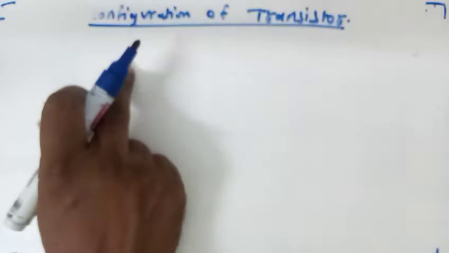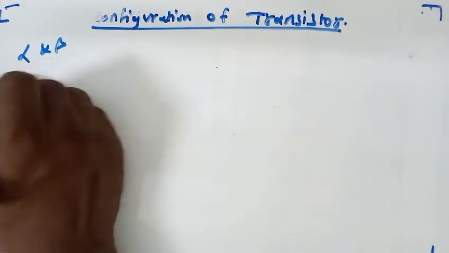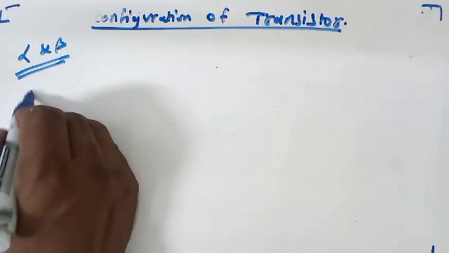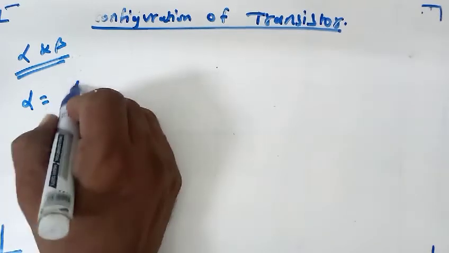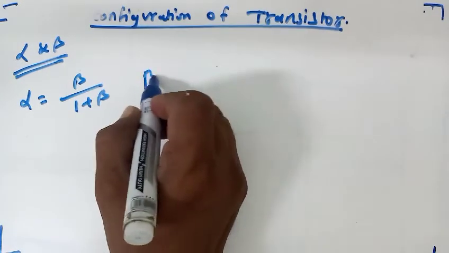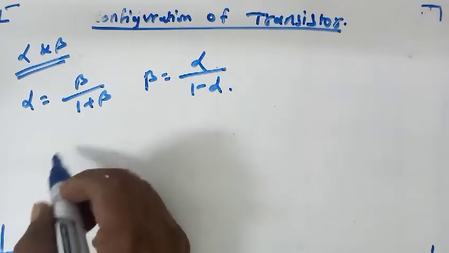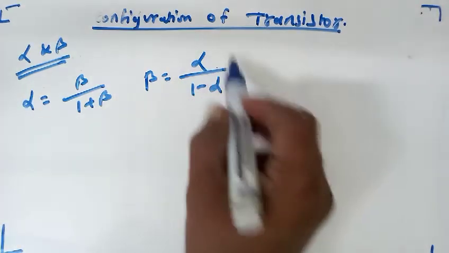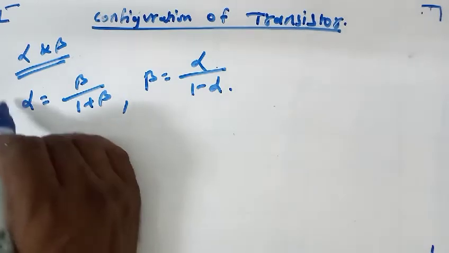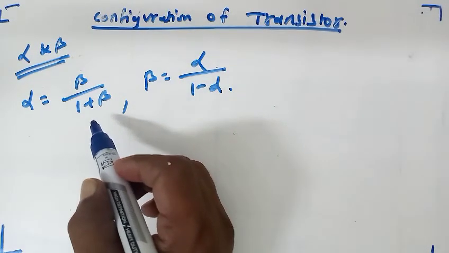Now previously we have studied the alpha and the beta relationship. Alpha is equal to beta divided by 1 plus beta, and beta is alpha divided by 1 minus alpha. These two relations are very important in this configuration also, because from them we are going to find out the three configurations.